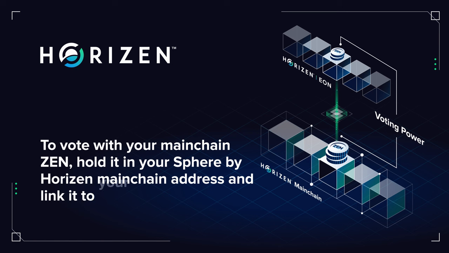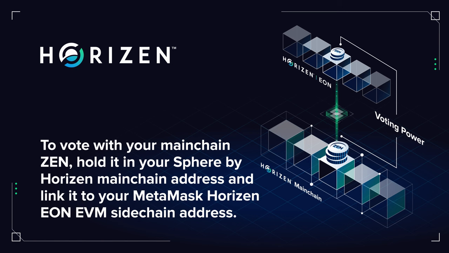In order to vote with your mainchain ZEN, you need to have ZEN on the Sophia Wallet address and link that address to a Horizen Eon chain address on MetaMask. You only need to link your Sophia Wallet once. You can use the same wallet address for future voting rounds.